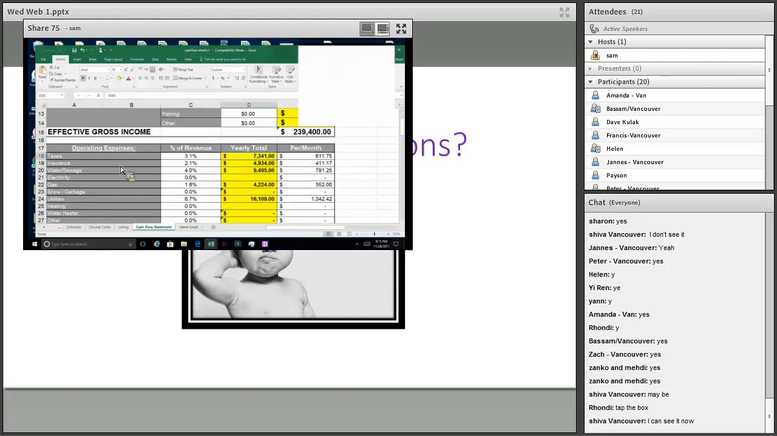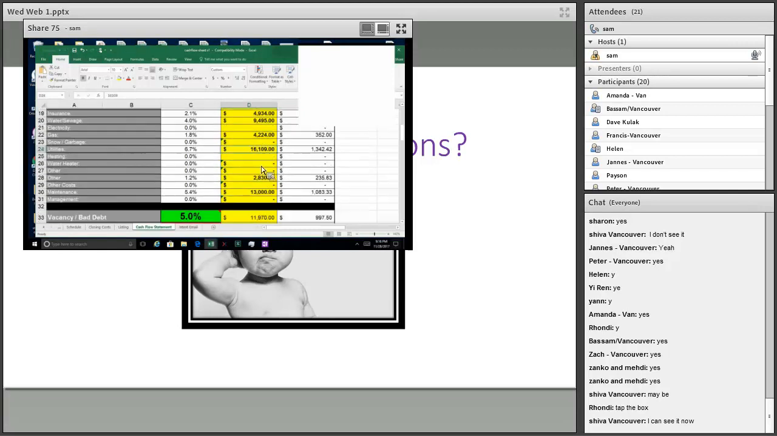Okay, so we have taxes identified at $7,341. That's $611.75 a month. We have insurance. You can see now, great. Insurance, $4,934. That's $411 a month. So we're just putting the amounts here. It's going to break down the month for us. So simple, okay? Gas, utilities, other.